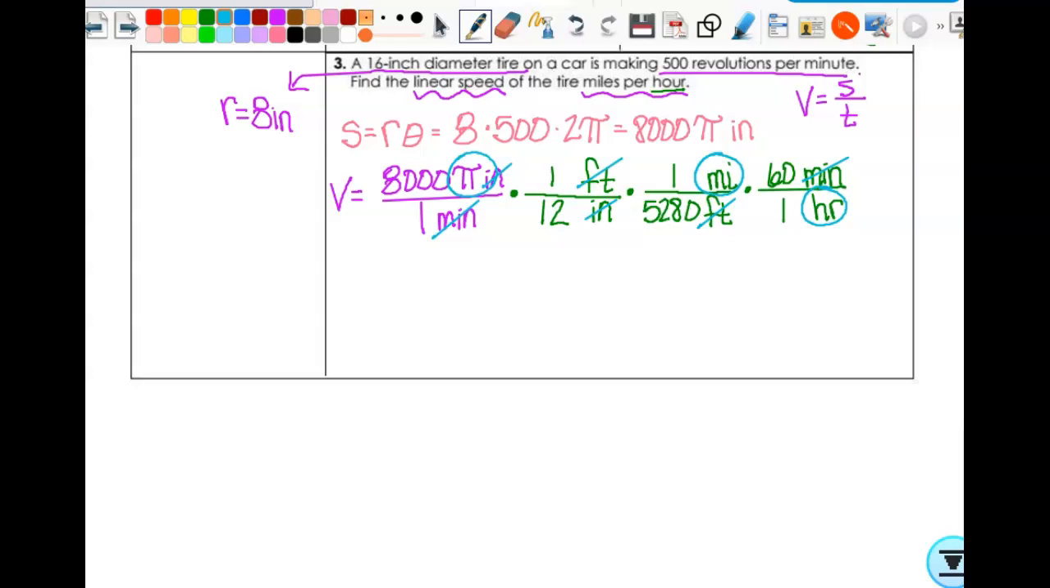So when you multiply fractions, you just multiply straight across. So in your calculator, if you hit the fraction button, then you multiply the numerator. You're going to take 8,000, you don't have to worry about the ones, times 60 in the numerator. Denominator, 12 times 5,280, and let it reduce it for you. And don't forget to put your pi back on there and your units.